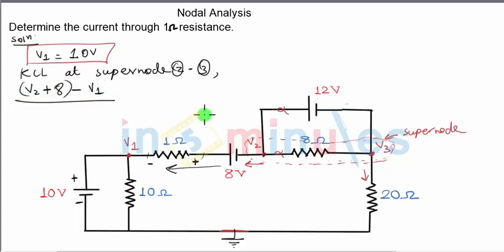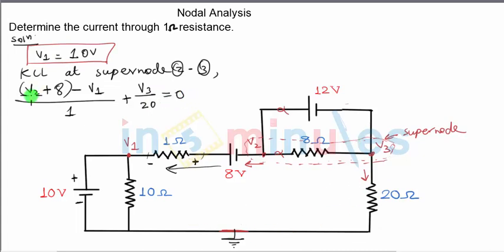I repeat, if we had this battery connected the other way, then we would have taken V2 minus 8 minus V1 upon 1. But in this case, because the positive terminal of 8 volts is at the positive polarity of the 1 ohm, it is V2 plus 8 minus V1 upon resistance 1 ohm. So that's my first current. The second current is this downward current through the 20 ohm resistance, so that will be V3 upon 20 because there is no battery in this branch, and this will be equal to 0.